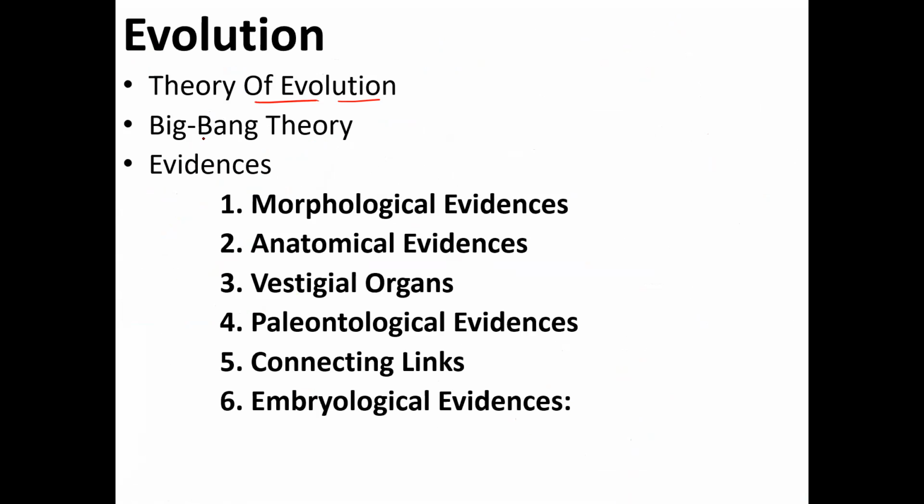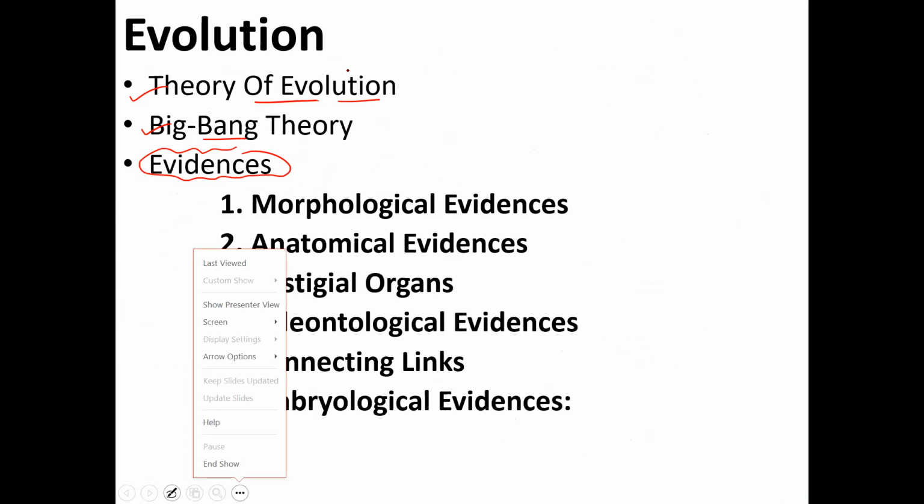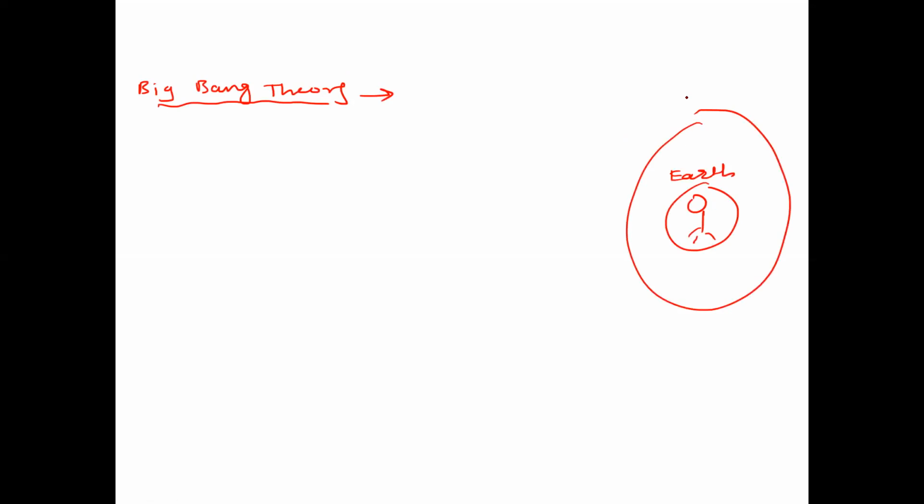I will explain the Big Bang theory in short, and what the theory of evolution is, and then we will come to evidences. So let's begin with the Big Bang theory. What is this Big Bang theory about? Simple. As we all know, we are humans, we are living on the earth. This earth is a part of one of the what? Solar systems.